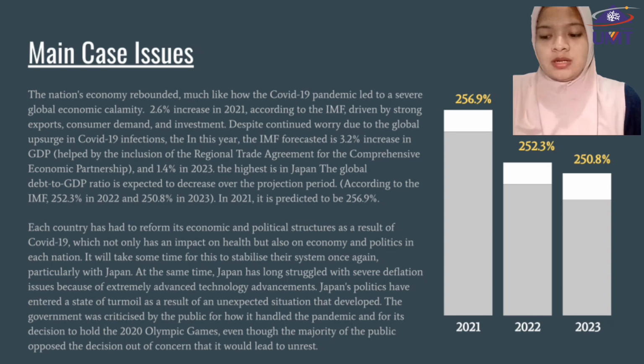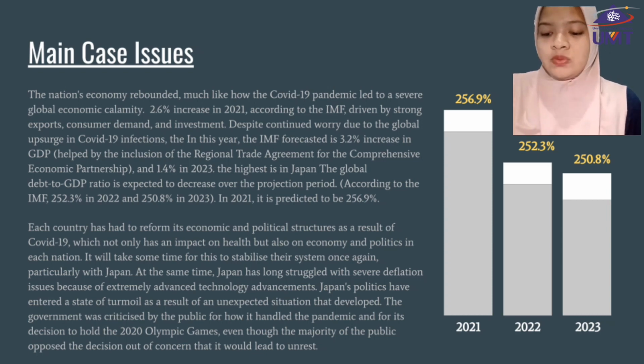Despite continued disruption due to the global upsurge in COVID-19 infection, this year the IMF forecast is a 3.2% increase in GDP, helped by the inclusion of the Regional Comprehensive Economic Partnership trade agreement, and 1.4% in 2023.